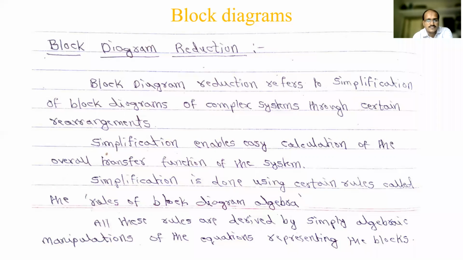Okay, so what is that? We will just introduce it to you. Block diagram reduction refers to simplification of block diagrams of complex systems through certain rearrangements. And the simplification enables easy calculation of the overall transfer function of the system. Now we have seen a very simple block diagram, right? If you have a number of blocks, number of feedback elements, number of summing points, number of takeoff points, like that, if you see such a block diagram, how are you going to simplify that? Okay, that is a challenging thing. Simplification is done using certain rules called the rules of block diagram algebra.